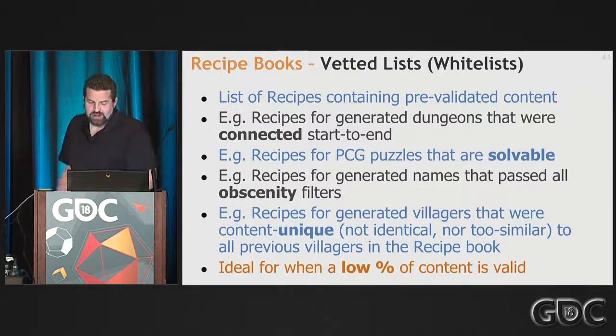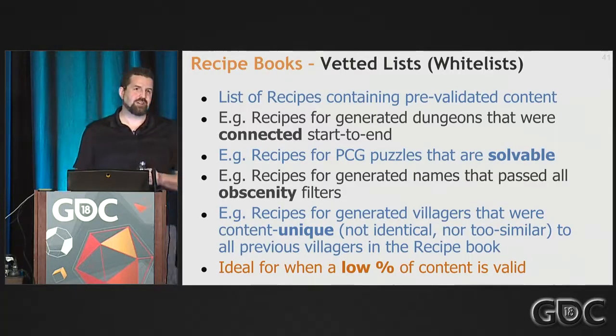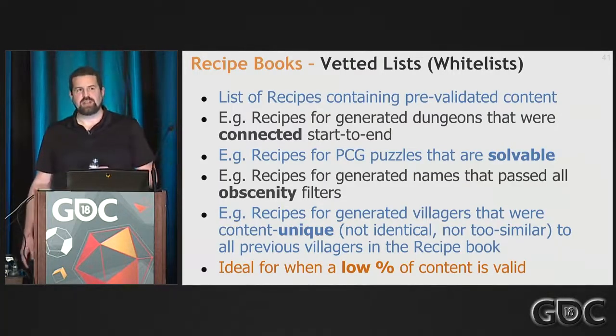This is ideal when a low percentage of your content is valid, right? If it takes you 100 tries to do something, then the player doesn't have time to sit and let you generate 100 levels, but you sure do before you ship, right? And you're just going to write down the number 72, and then that's the only one they generate.